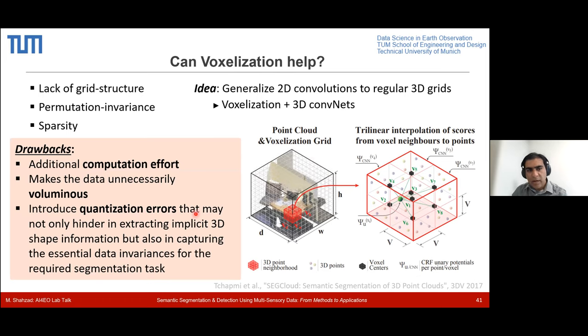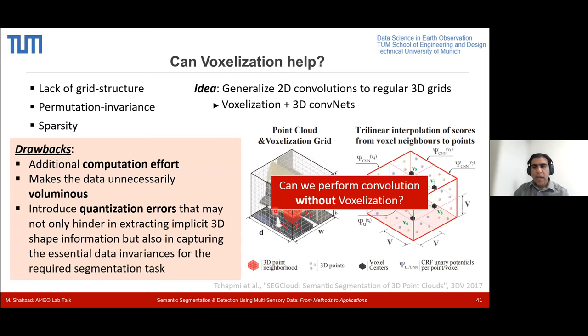That may hinder not only extracting implicit 3D shape information, but also passing the essential data variances for the required segmentation task. So of course we could do this, but this is not the best approach because we are not using the original data. We're transforming into grids and then trying to extract the features. So can we perform convolution without voxelization? The answer, of course, is yes.